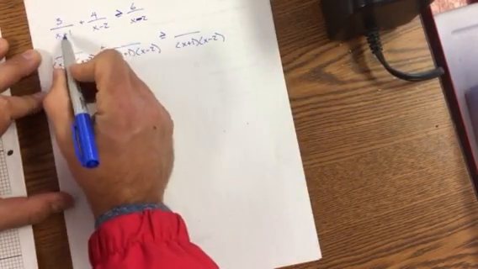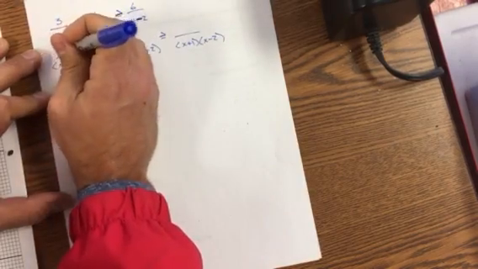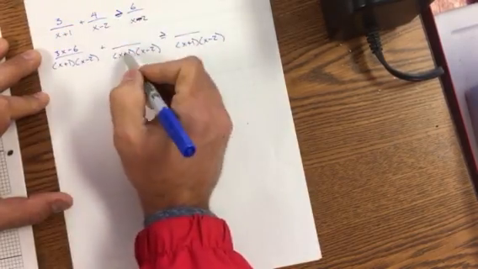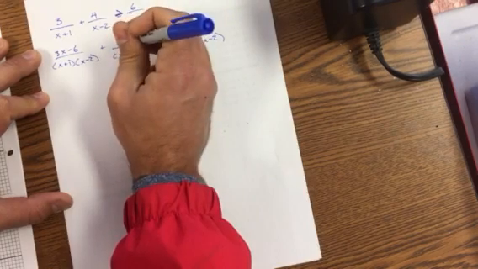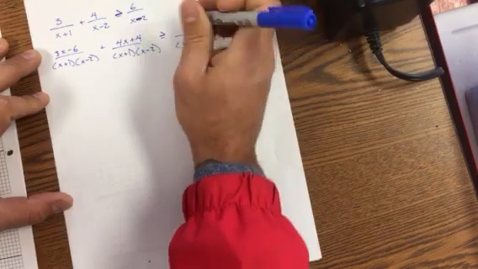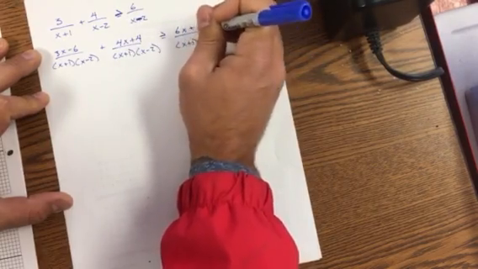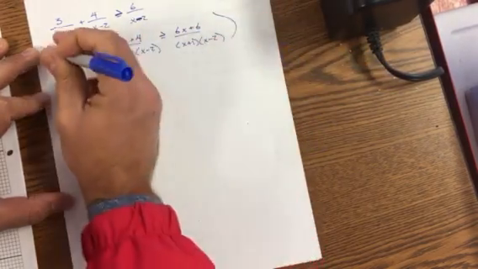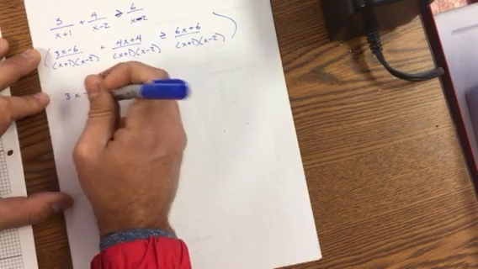So what did I multiply this by to get here? x minus 2. What did I multiply this by to get here? x plus 1. What did I multiply this by to get here? x plus 1. I'll multiply by the denominator to cancel it out.